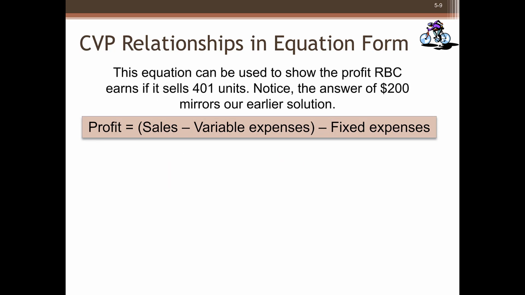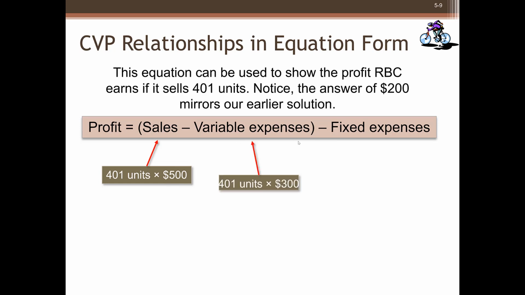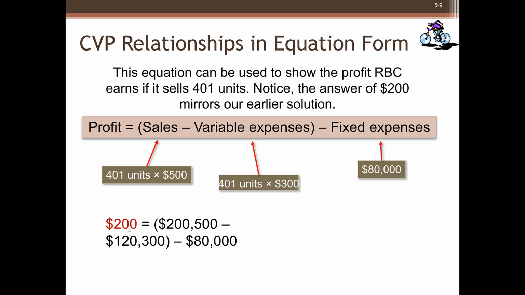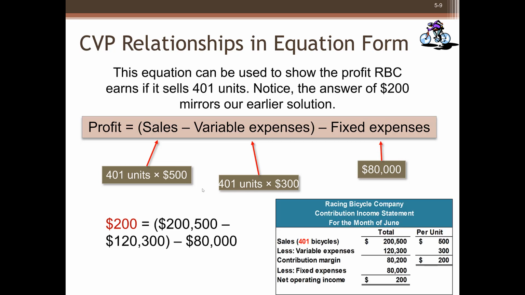If we put numbers here, RBC sells 401 units. We can calculate sales equal to 401 units multiplied by $500, the selling price per unit. And for variable expenses, 401 times $300, the variable expense per unit. Minus fixed expenses of 80,000, and we get $200 profit. This is consistent with what we calculated on the contribution income statement. 200 here, same.